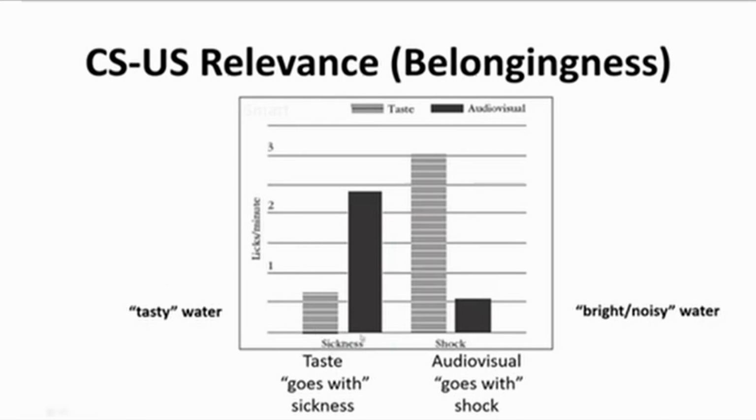So for those rats that were made to feel ill, the rats that got sick, they reduced their responding, but only to the tasty water. They would still drink quite a bit of water that was presented with bright lights and loud sound. They didn't mind that water. But if the water tasted sweet, they would avoid it because they had learned that the sickness goes with taste.